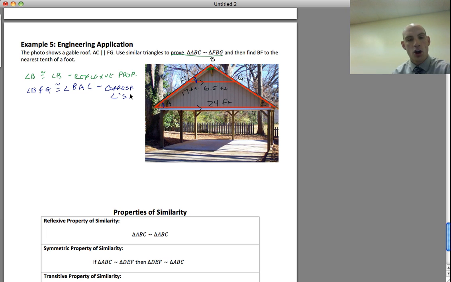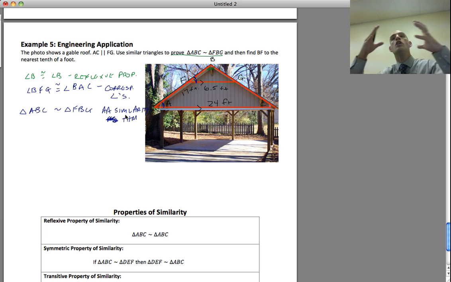And if you remember, we're talking about triangles being similar because of two angles. So triangle ABC is similar to triangle FBG by the angle similarity postulate. Theorem. So now I've proven that these two triangles are similar. And so what that means is all of the angles are congruent and the sides are proportional.